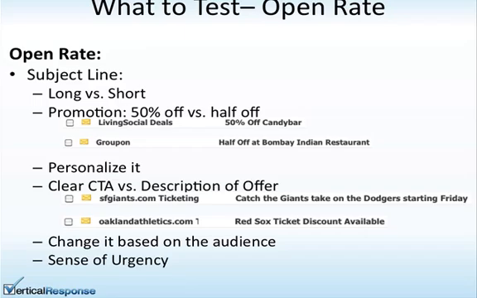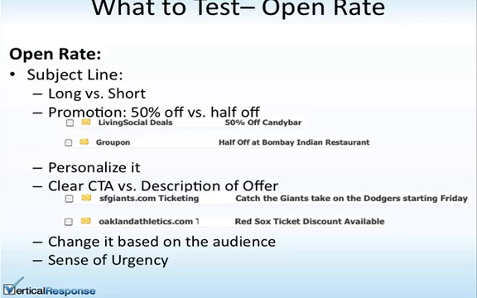So test that one. You can do a clear call to action versus a description of what your offer is. You can change it based on your audience. So if you have your list segmented into an engaged audience versus maybe a leads audience, you can change your subject line and see if you get different results. Maybe you have a list of non-responders. Change the subject line from what you would normally send to something different and see if you can get more of them into reading your email.